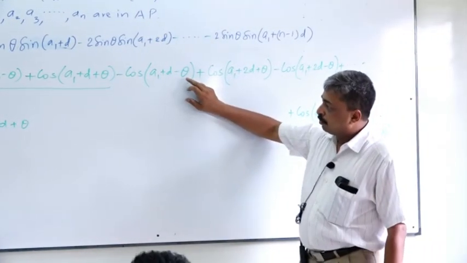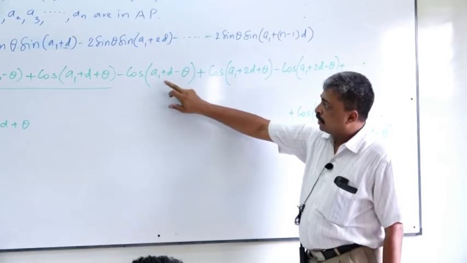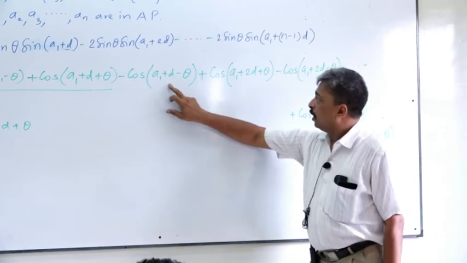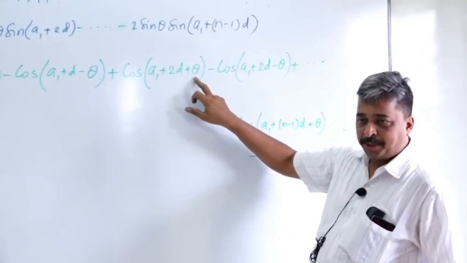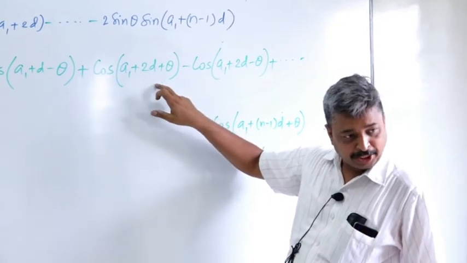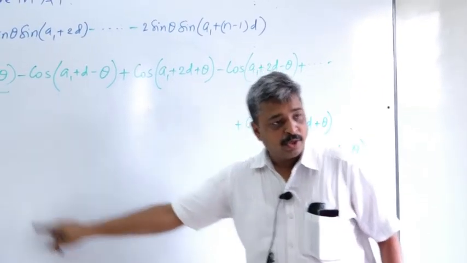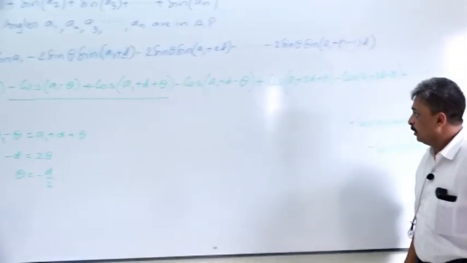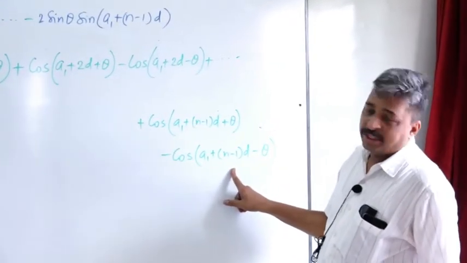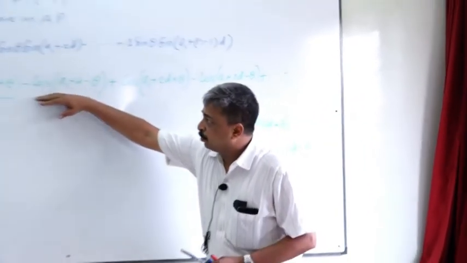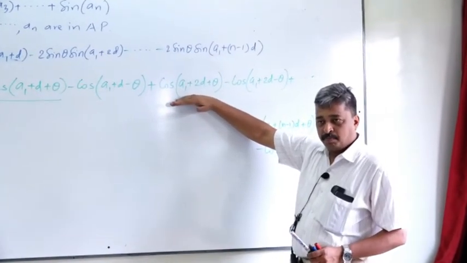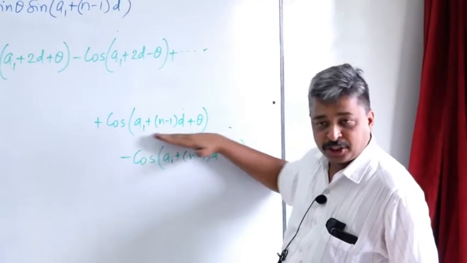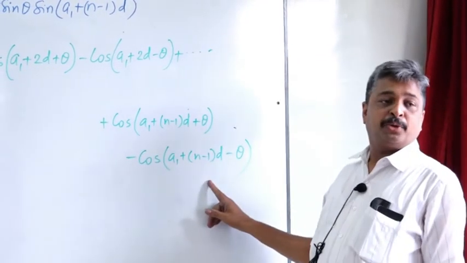Theta is equal to minus d by 2. This is a1 plus 3d by 2. And theta is equal to minus d by 2, therefore a1 plus 3d by 2. Cancelled. So practically the first term and the last term will survive, because the negative term is getting cancelled with the positive term. Last term negative, the term before this will get cancelled with this term, and this term will continue to remain.